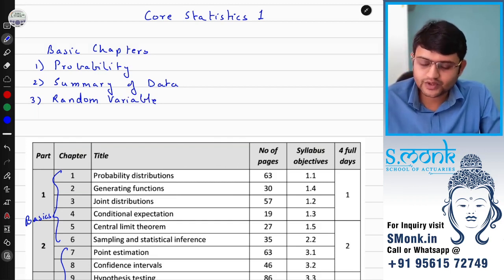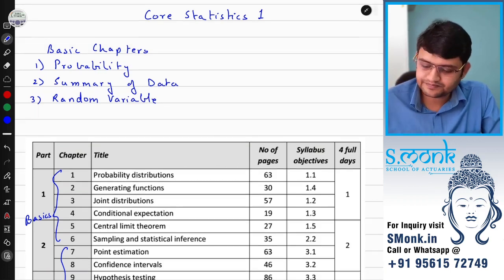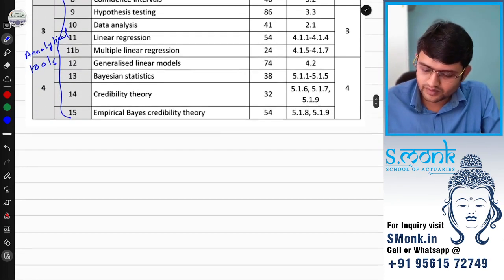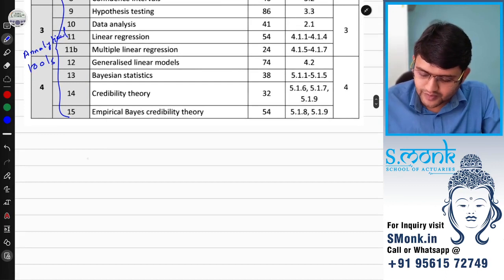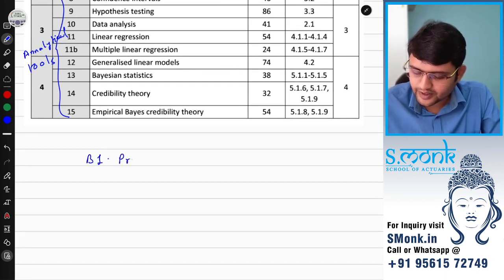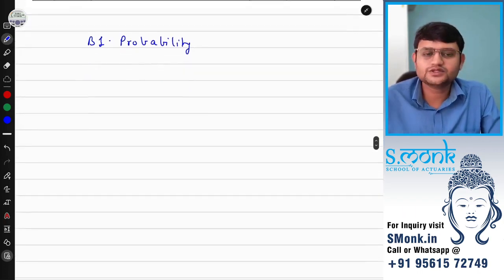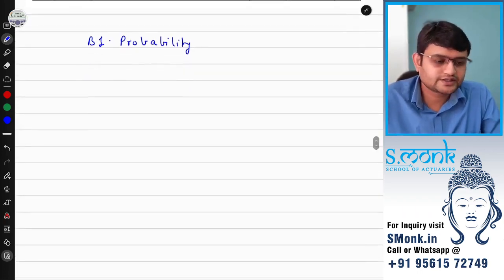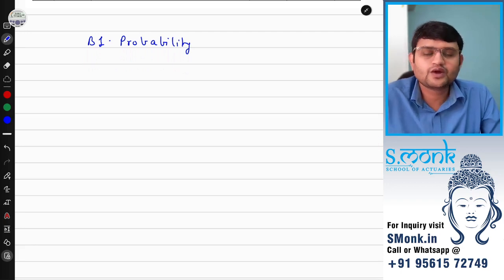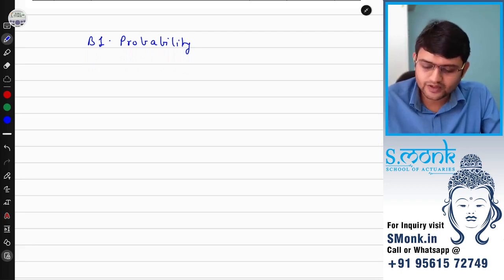So today we are going to start with probability. So that is our basic chapter. I'll write it as B1, basic chapter 1, probability. This is what we are going to start with. Now before we go on to studying our chapter, we require a scientific calculator.